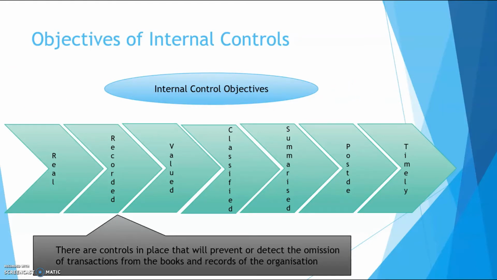So recorded. There are controls in place that will prevent or detect the omission of transactions from the books and records of the organisation. So this is basically the opposite. With real, we're worried about everything in there being correct, so your existence assertion. Recorded is more along the lines of your completeness assertion. So are the books and records all there?